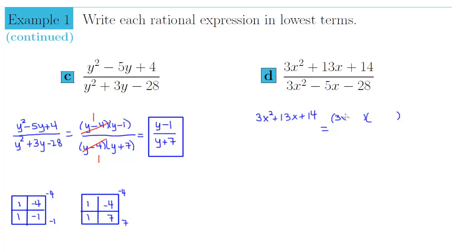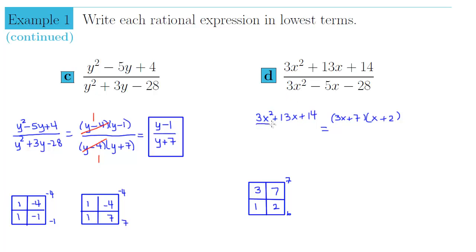It's 3x plus 7 times x plus 2. We can check that by multiplying out. The 7 times 2 is the 14. 7x plus 6x is 13x, and 3x times x is 3x squared. If you want, the chart or the box that would correspond to this would be as follows. 3 and 1 being the factors of 3, 7 and 2 factors of 14, 3 times 2, 6, 1 times 7, 7, and 7 plus 6 is 13. That's where you had the 3x plus 7 and x plus 2.